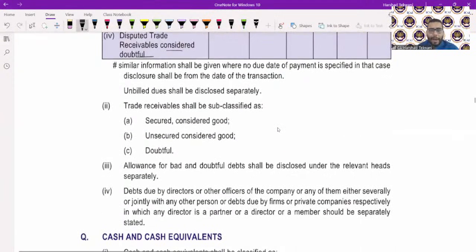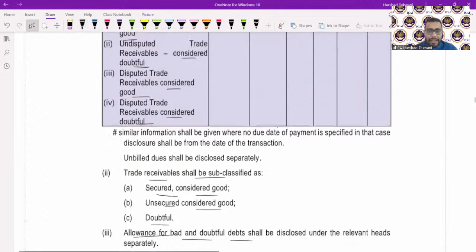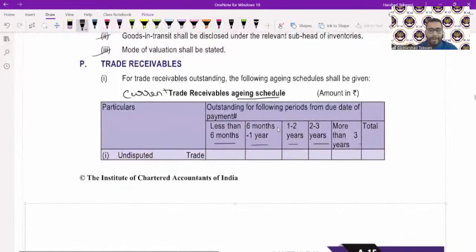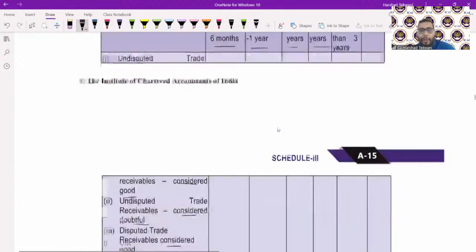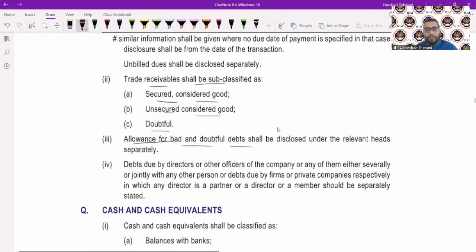Also, you need to provide details of trade receivables classified as secured considered good, unsecured considered good, and doubtful. You need to provide allowance for the doubtful and bad debts over and above this aging. Aging is required to be given, plus you are required to disclose this particular way also. Like, what is trade receivable considered good? Let me show you one example.